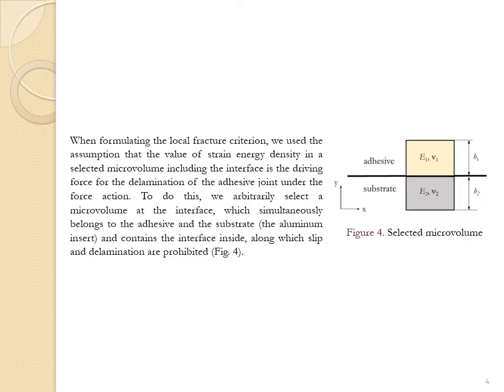When formulating the local fracture criterion, we use the assumption that the value of strain energy density in a selected microvolume including the interface is the driving force for the delamination of the adhesive joint under the force action. To do this, we arbitrarily select a microvolume at the interface which simultaneously belongs to the adhesive and the substrate, the aluminum insert, and contains the interface inside, along which slip and delamination are prohibited.